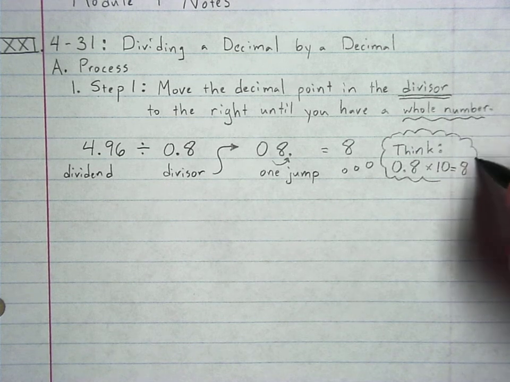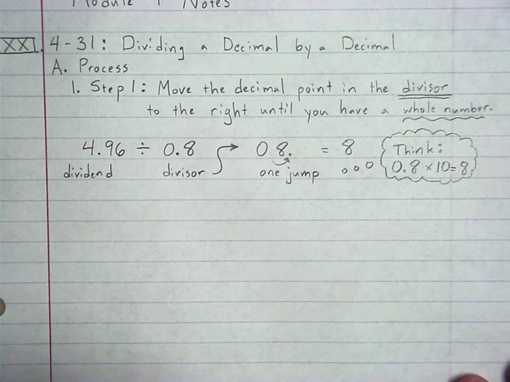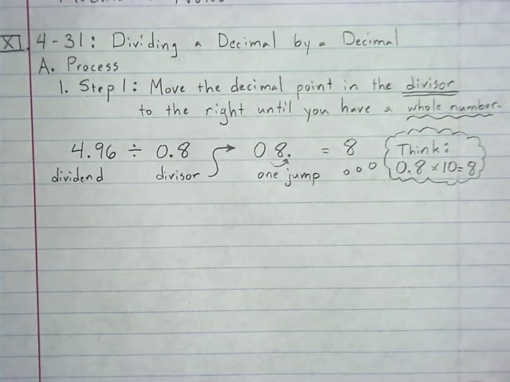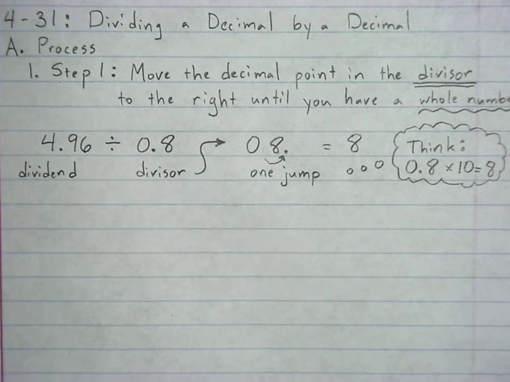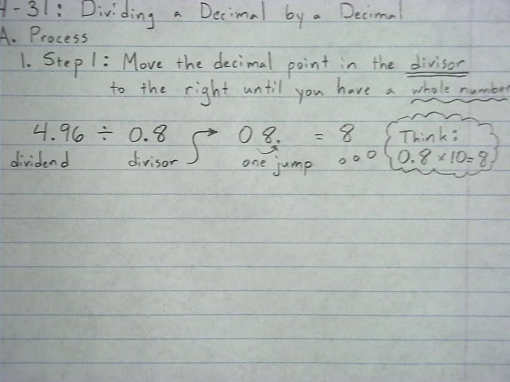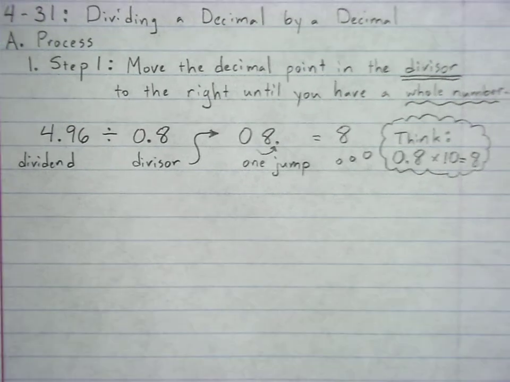All right, so think 8 tenths times 10 is 8. Now, if it had been 0.08, I would have had to go 2 jumps. If it had been 0.008, I would have gone 3. You go as many jumps as you need to make it a whole number. Jump until you have a whole number. Sorry, it's getting a little fuzzy up there in the corner. All right, let's move on to step 2.